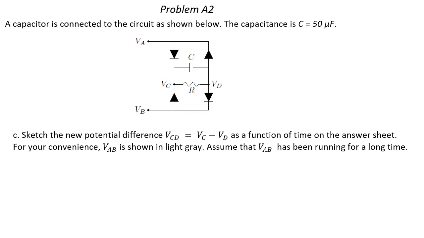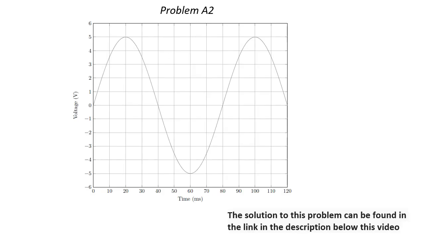Now a capacitor is connected to the circuit as shown below. The capacitance is 50 microfarads. Question C. Sketch the new potential difference VCD equals VC minus VD as a function of time on the answer sheet. For your convenience, VAB is shown in light gray. Assume that VAB has been running for a long time. So that's the answer sheet.